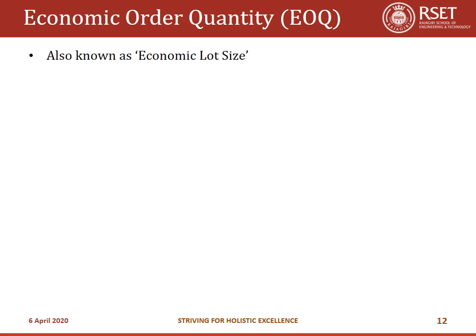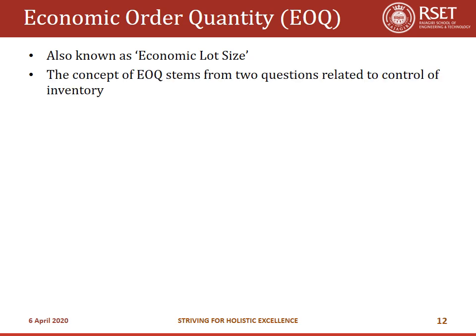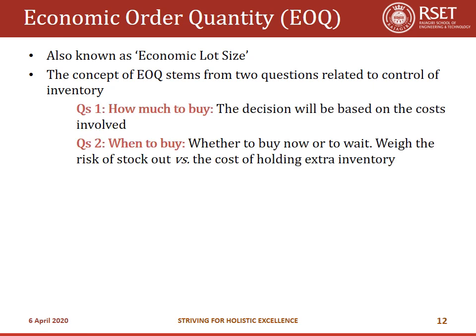So economic order quantity is also known as an economic lot size. The concept of EOQ stems from two questions related to inventory control. That is, how much to buy: you have to decide how much material you require or would like to buy. And when to buy: whether to buy it now or to wait. You have to weigh the risk of stock out versus the cost of holding extra inventory.